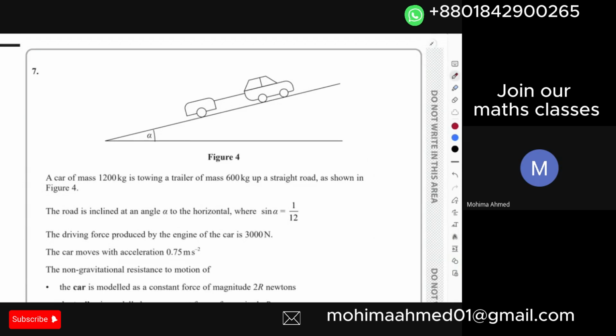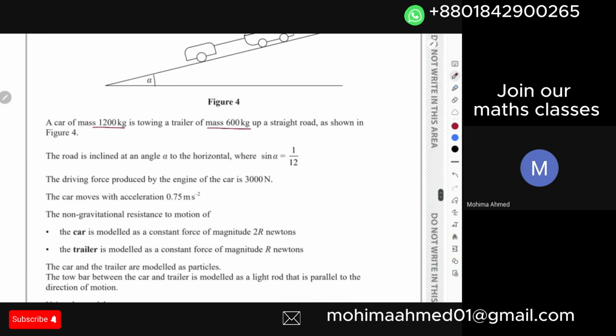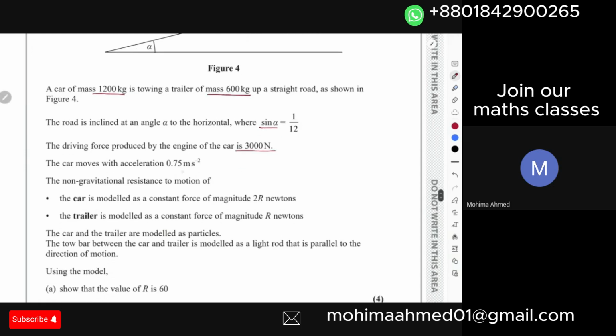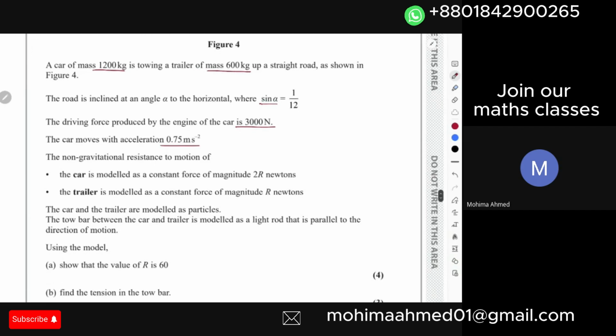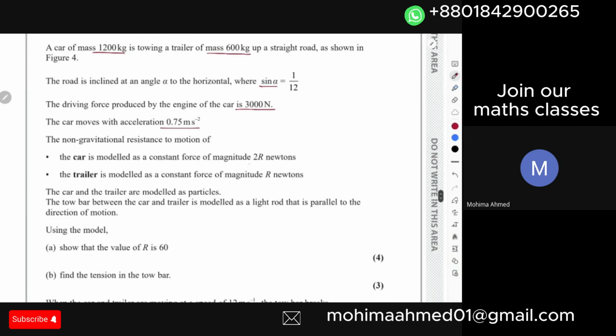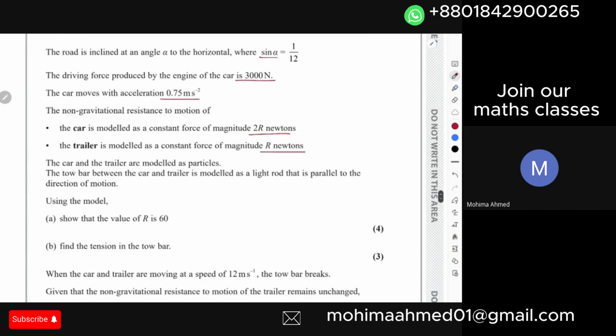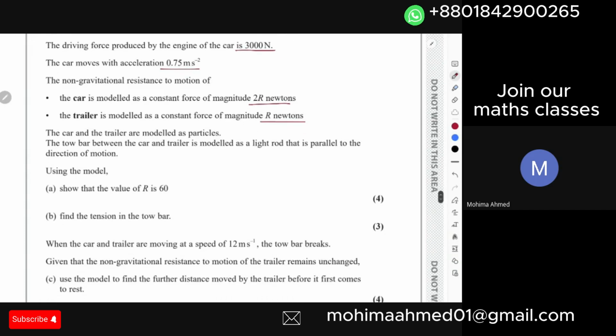A car of mass 1200 is towing a trailer of mass 600 up a straight road as shown. The road is inclined, sine alpha is this. The driving force produced by the engine of the car is 3000. The car moves with an acceleration of this. The non-gravitational resistive forces on the car are 2R and on the trailer R. The car and the trailer are modeled as particles, connected by a parallel tow bar. Show that R is 600, and find the tension in the tow bar.